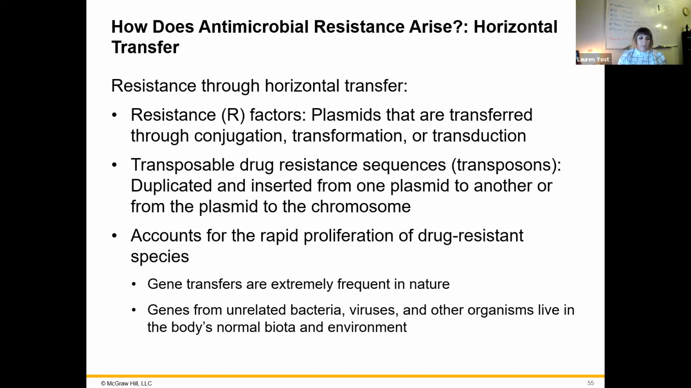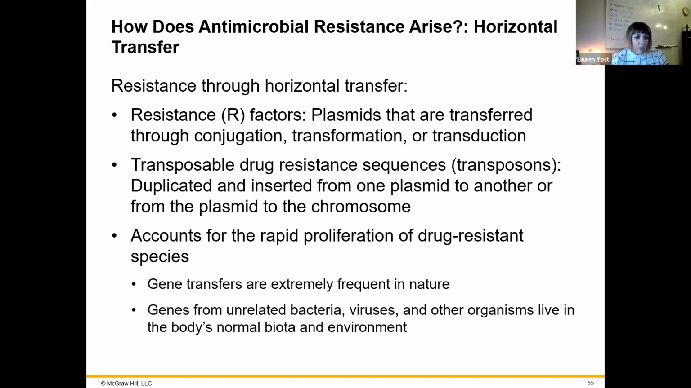By one of those methods, and then become transposons once it gets to the new place, then jumps into their chromosome, and so on and so forth. So that can happen. So that's transposable drug resistance. So we have resistance factors, that's the plasmids. Transposable drug resistance, those are transposons, they're jumping genes.